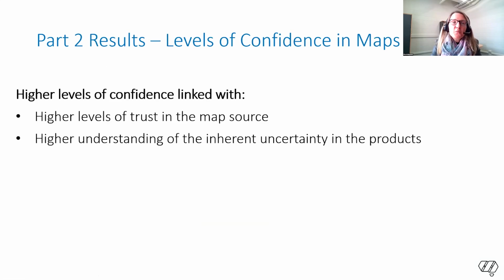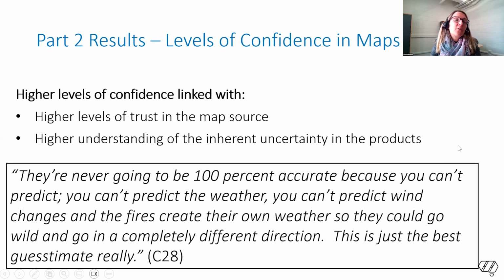With the time I have left, I just want to dive a little bit more into some of the other results from part 2. And first, the level of confidence in maps. People had higher levels of confidence in the mapped information if they had higher levels of trust in the map source. And for a lot of our participants, that was fire and emergency services agencies that they trusted. They also linked higher levels of confidence with higher understanding of the inherent uncertainty in the products. And so if they had an understanding of the uncertainty in mapped products, then they were more likely to have a higher level of confidence in it.